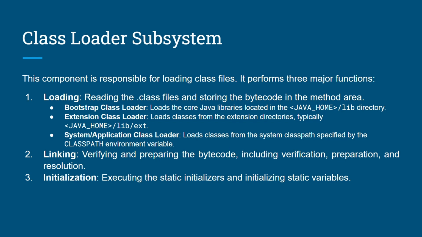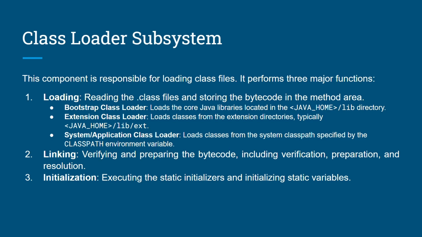Now let's see linking. Under linking, three processes happen: verify, prepare, and resolve. Under verify, it will check whether a .class file is generated by a valid compiler or not. If verification fails, it will throw java.lang.VerifyError. Then it will go to prepare.